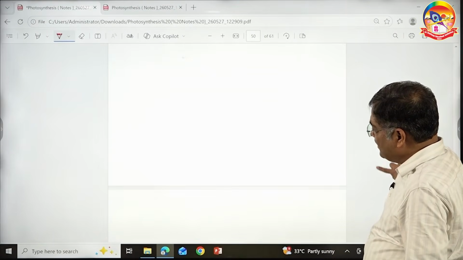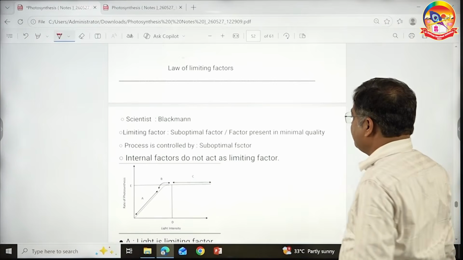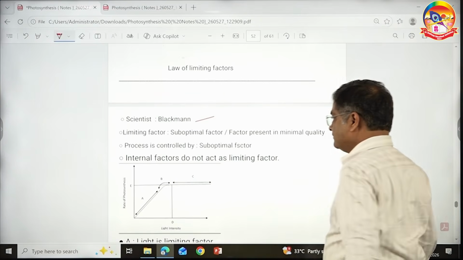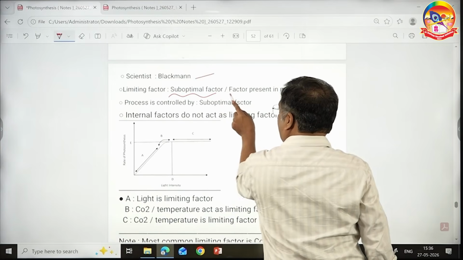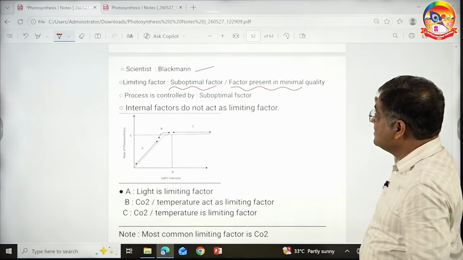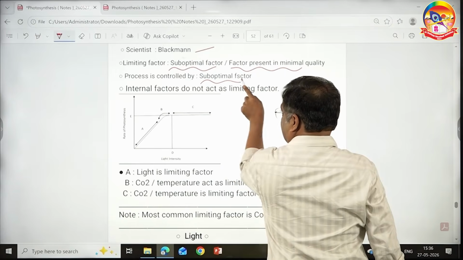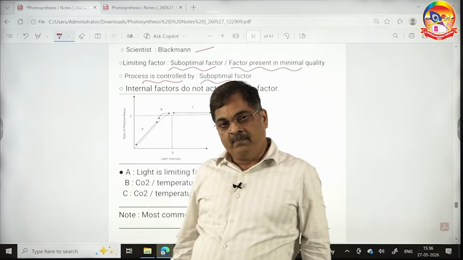Now, when we talk about the factors affecting photosynthesis, children, the law of limiting factors, the scientist's name is Blackman. What is the meaning of limiting factor? Any factor which is less than what is needed is said to be a limiting factor. The process is controlled by the suboptimum factor. That is a limiting factor. Now, you know what Blackman said.